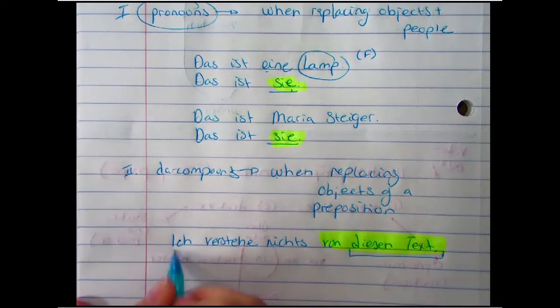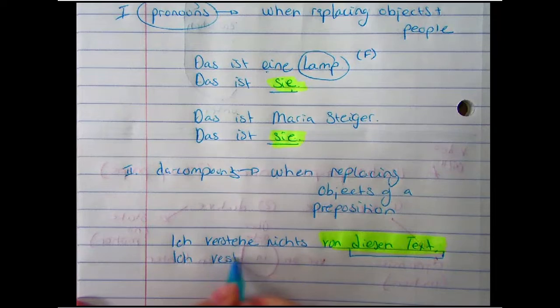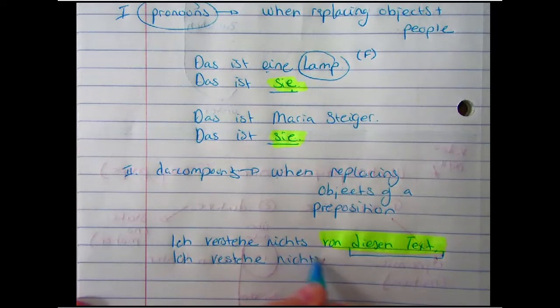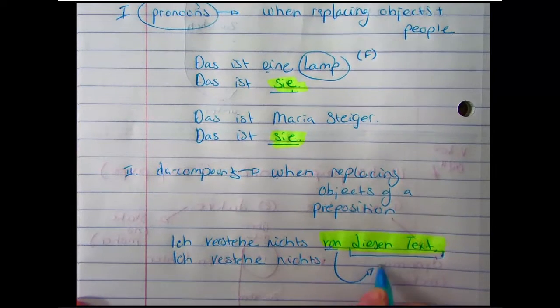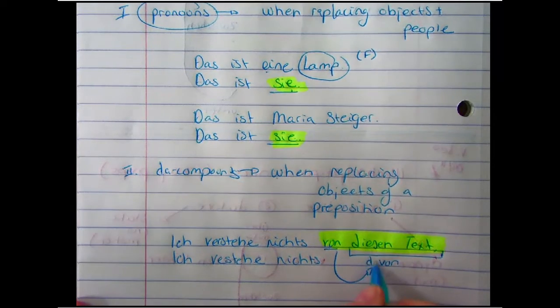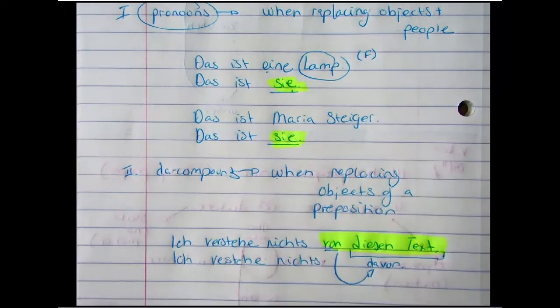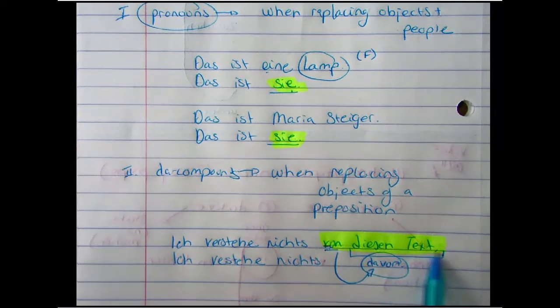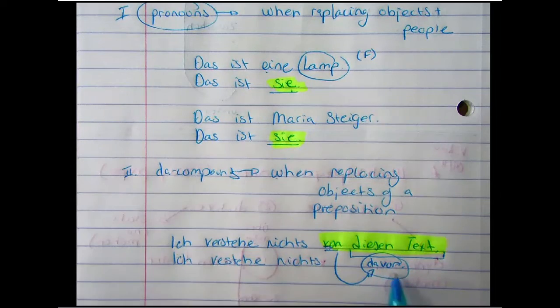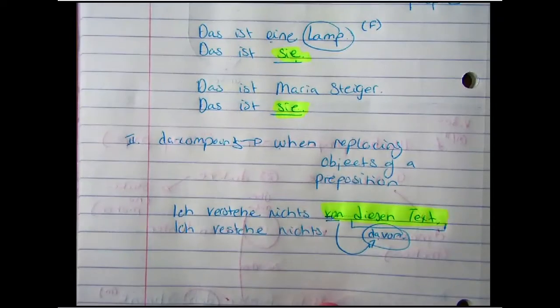What you're going to do is use the da compound with that preposition. That's why it's called a compound. So you're going to use von, and you're going to stick da in front of it. So ich verstehe nichts davon is a way to restate that without stating the whole prepositional phrase. So one example is davon.